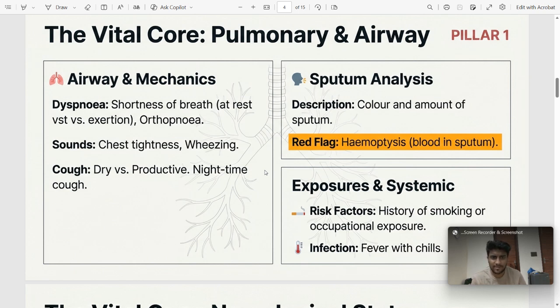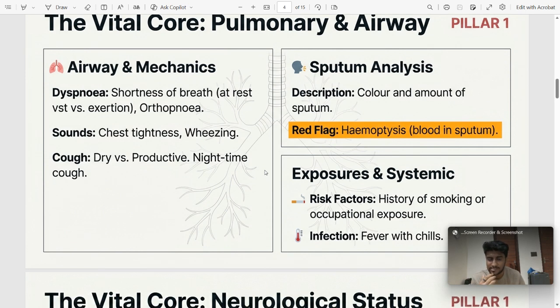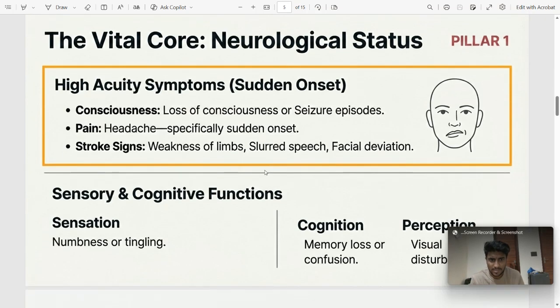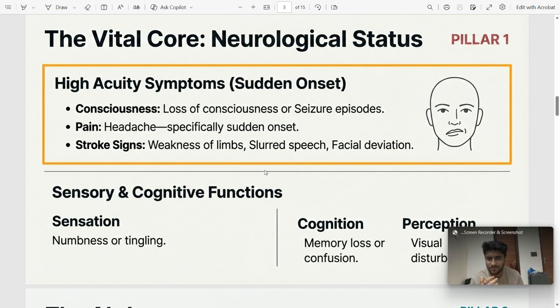The pulmonary and airways, checking out for the orthopnea, dyspnea, apnea at the night time, checking out for the cough. They're asking for the risk factors, like if the patient has any occupational exposure or any cigarette smoking. Checking out for the color of sputum, asking for the color of the sputum, if there's hemoptysis, blood in the sputum. Neurological status, asking for the facial deviations, checking out for the consciousness, and checking out for the speech, alogia, that's called slurred speech, right?